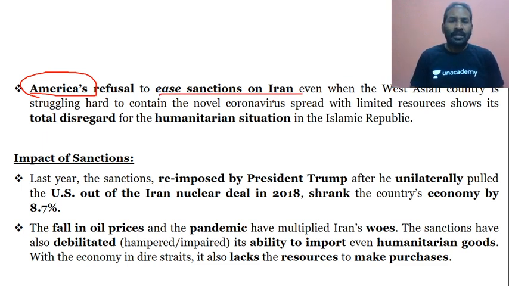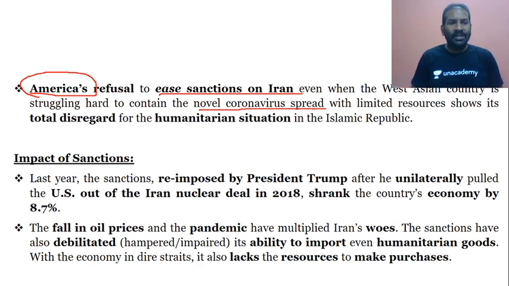Iran was asking for funds from the International Monetary Fund, and also asking America to release or ease sanctions on Iran. But America has refused to ease sanctions on Iran. Why sanctions and all that, I will let you know. I will let you know for what reasons the sanctions have come into existence, or why sanctions on Iran. We will discuss at length. But as of now, America has refused to ease sanctions, and because of that, Iran is struggling very hard to contain the novel coronavirus spread.